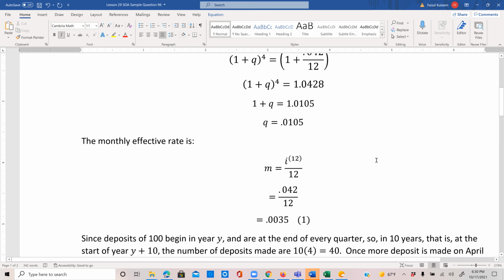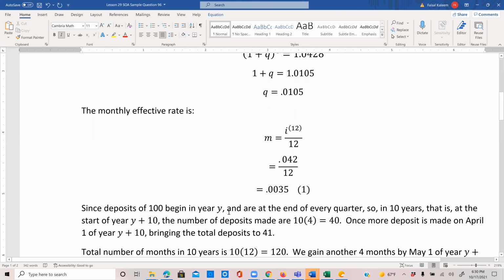And now, since the deposits of 100 begin in year Y and are at the end of every quarter, in 10 years, the difference between Y and Y plus 10 is 10. So we're talking about 10 years and then a few more months. The number of deposits made in exactly 10 years will be 10 times 4 because there'll be 4 deposits per year. So by the start of year Y plus 10, we would have had 40 deposits. And one more deposit will be made on April 1.